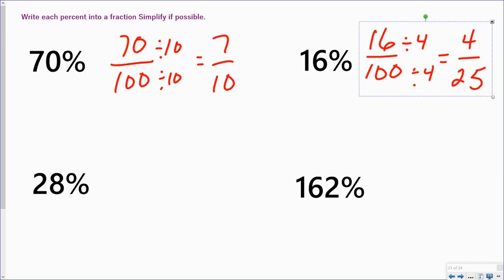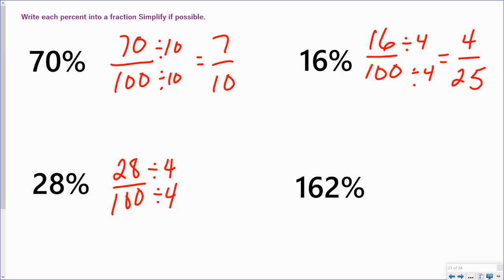4/25. Here I have 28%, and that is 28 over 100. Again, I can divide both of those by 4, and that will give me 7/25. Here I have 162%. Well, that would be 162 over 100.